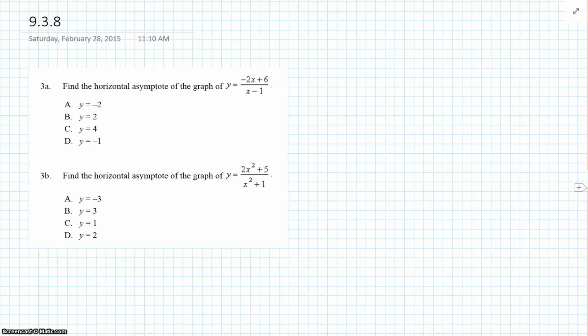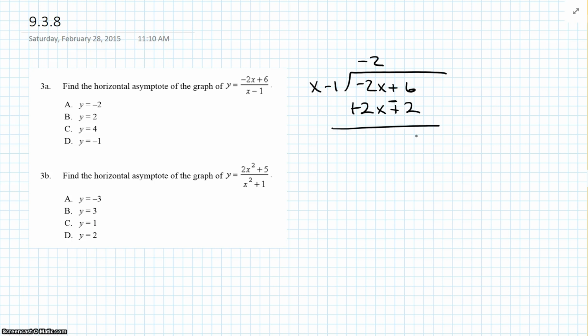All right, find the horizontal asymptote of the graph. So x minus 1 goes into negative 2x plus 2. Goes in negative 2 times, so it becomes negative 2x plus 2. Change the signs. We have 4. It doesn't say solve for the equation. It says find the horizontal asymptote. So that'll always be the horizontal asymptote. So y equals negative 2.